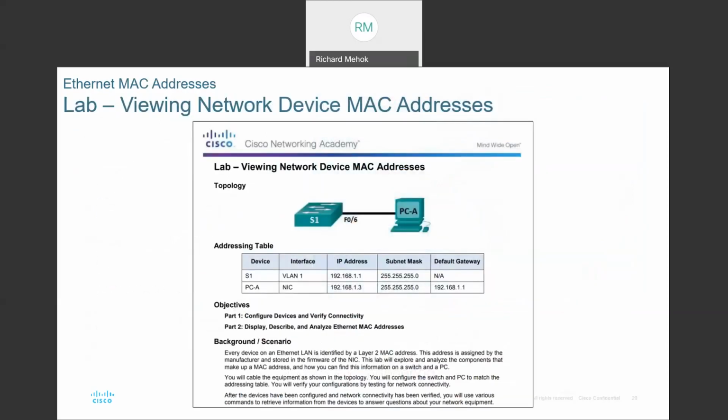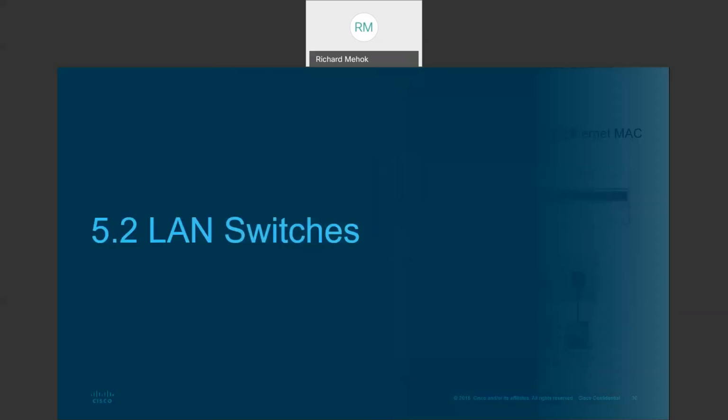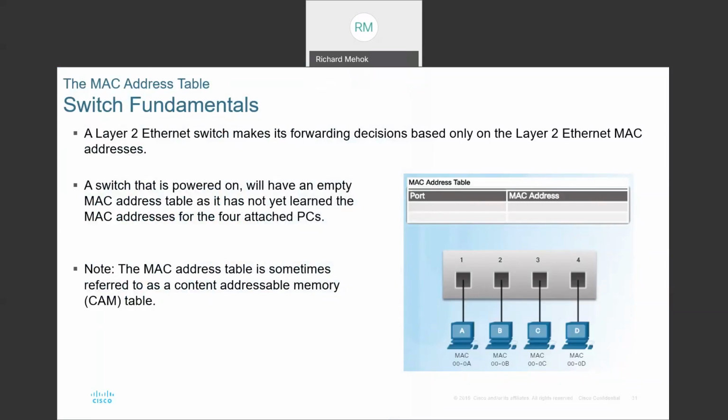A lab for identifying and seeing MAC addresses. A layer 2 switch makes forwarding decisions based off the MAC address. When the switch is powered on, it has an empty MAC address table, which we call content addressable memory. And we know that Ethernet is a listen and wait technology, so if no traffic is generated, the table will stay empty.